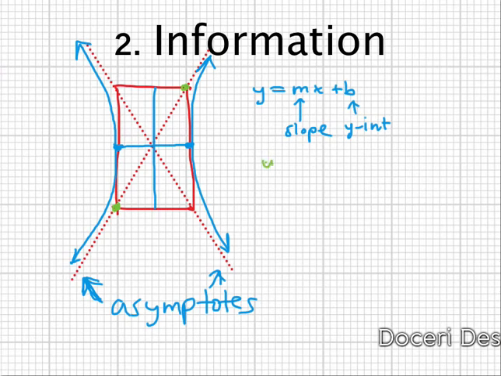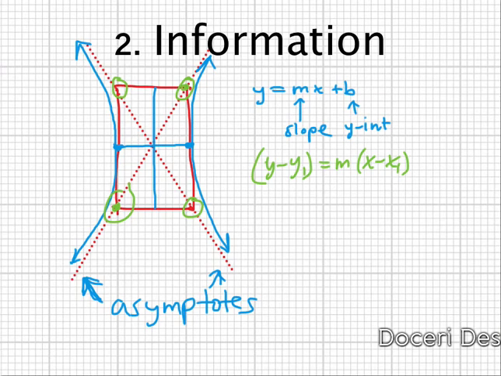You could also use point slope form, which is y minus y1 equal to m times x minus x1. And it's really easy to do again. You find the slope, choose one of the points, one of these two points here, and substitute it in for x1 and y1. And then solve for y, and then you get your equation for your asymptote. And you do the same thing for the asymptote that's going the other direction. Alright, so that's asymptotes.